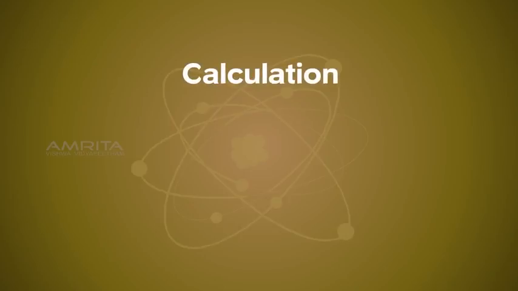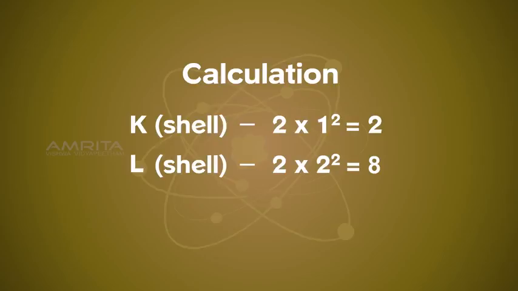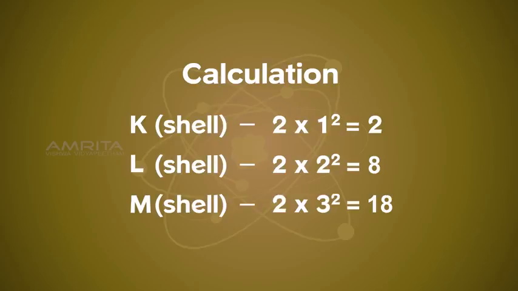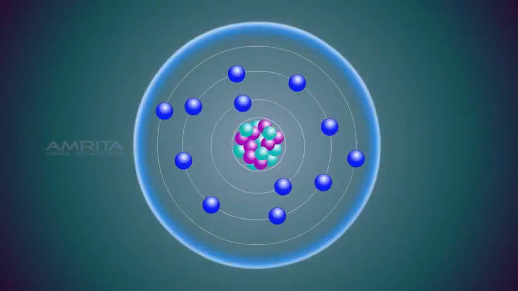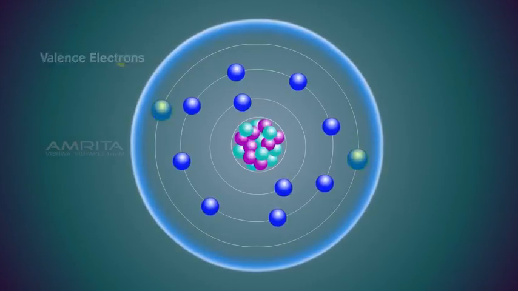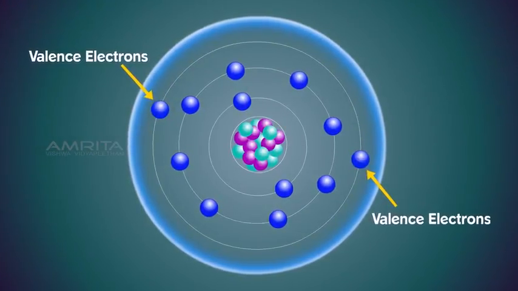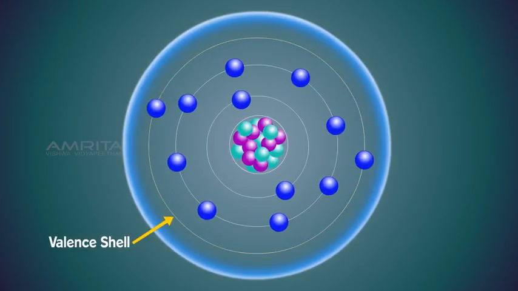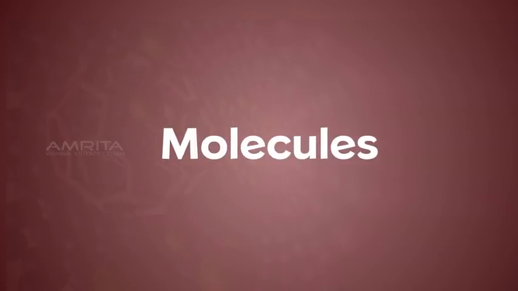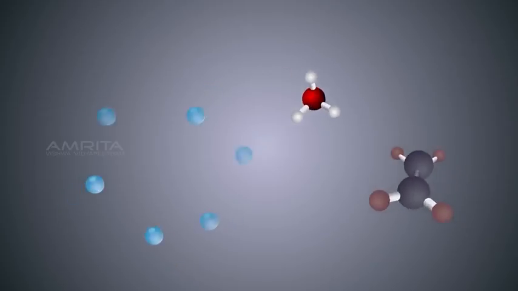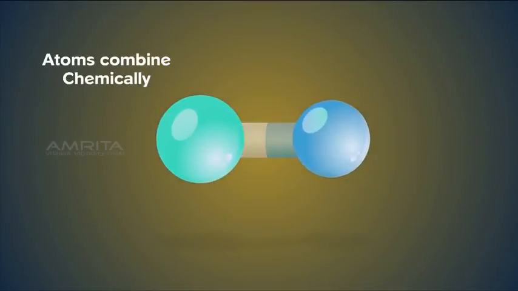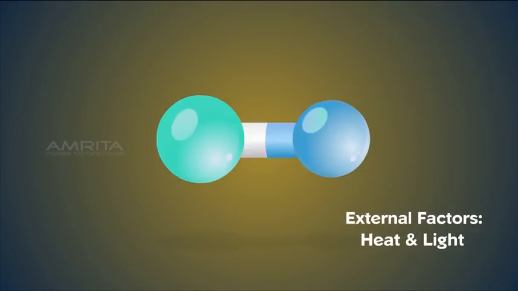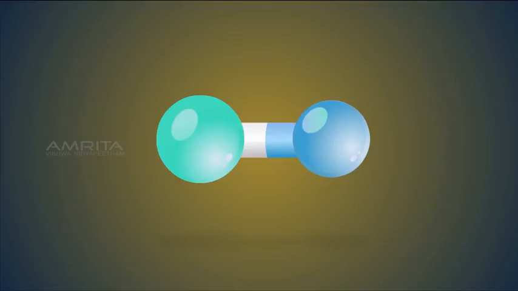The first orbit or K shell can have 2, the second orbit or L shell can have 8, and the M shell can have 18 electrons, etc. The electrons present in the outermost shell of an atom are called valence electrons, and the shell which valence electrons occupy is called the valence shell. A molecule is in general a group of two or more atoms that is chemically bonded together. Atoms combine chemically by external forces such as heat and light. This leads to the formation of molecules.